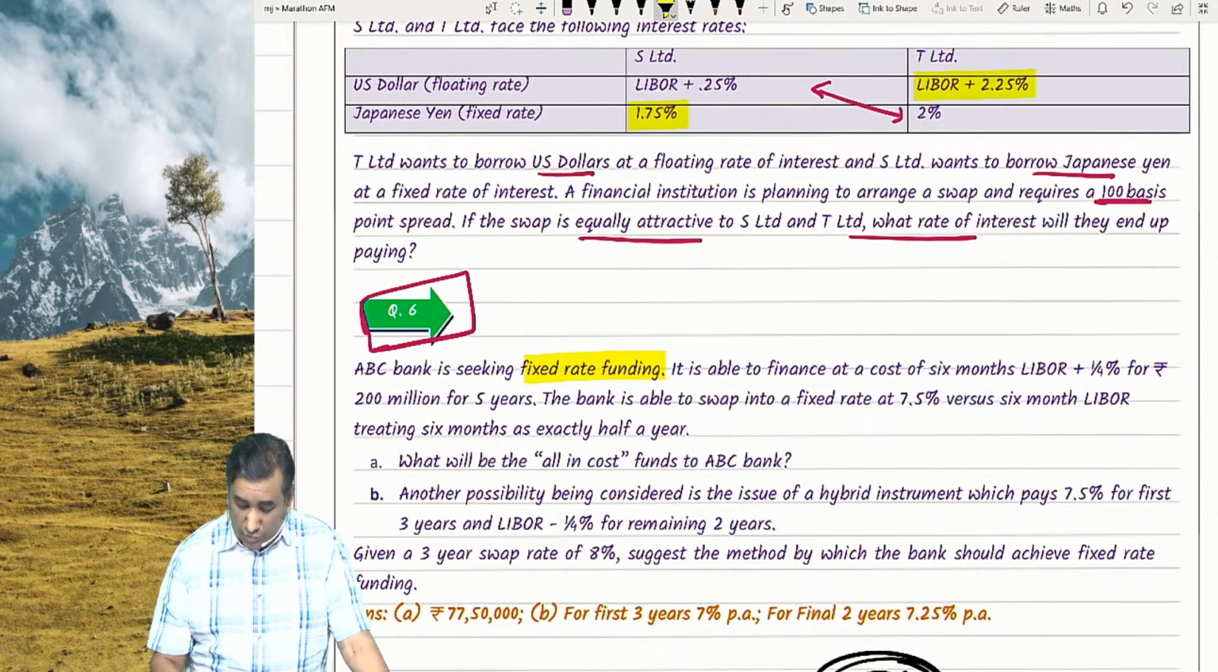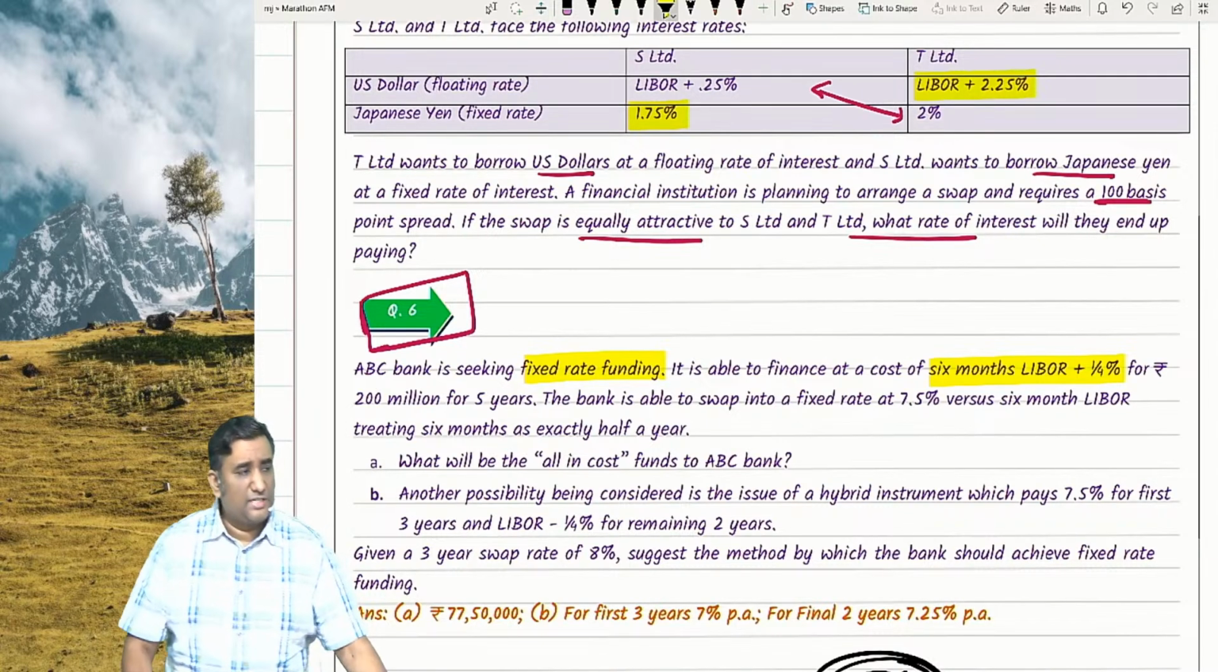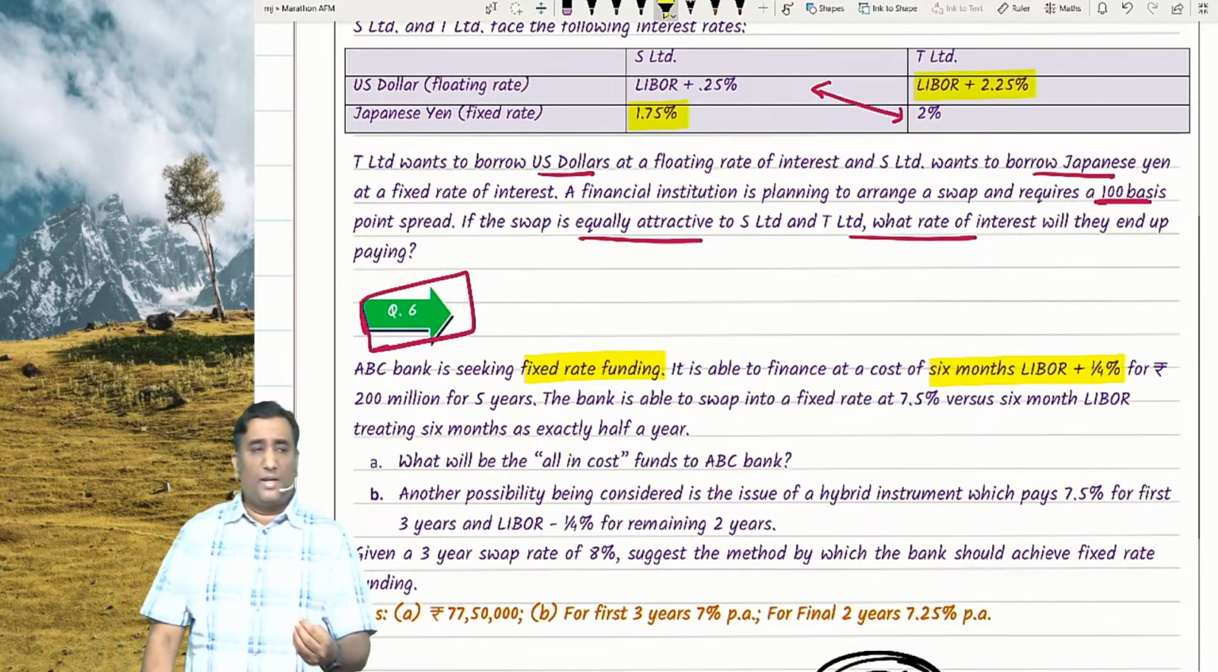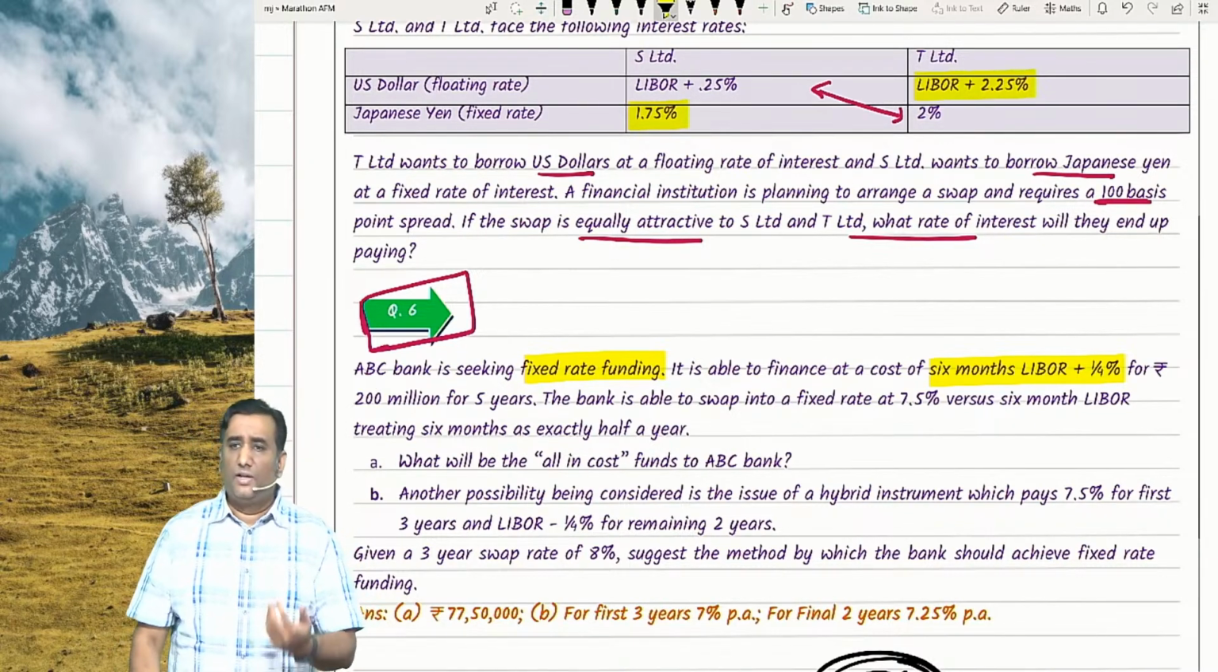It is able to, full stop. It should have given correct wording, but it is able to. So instead of that, he's saying it is able to finance at a cost of 6 months LIBOR plus 1/4. Let's suppose I am ABC bank, I went to the market, I wanted a fixed rate, no matter what the rate would have been. It's 8%, 7%, but he wanted fixed.